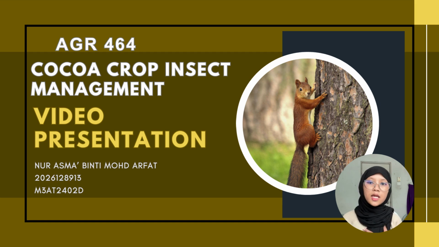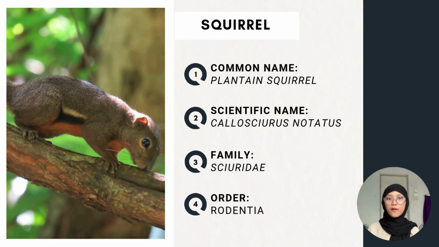Today I will be presenting about cocoa crop insect management for subject AGR464. The common name of this pest is plantain squirrel. Its scientific name is Callosciurus notatus. This squirrel belongs to family Sciuridae. The order is Rodentia. Basically, the plantain squirrel is commonly found in Malaysia.